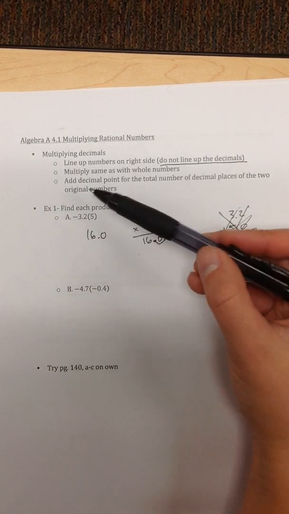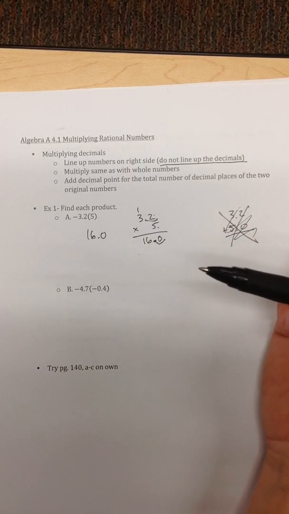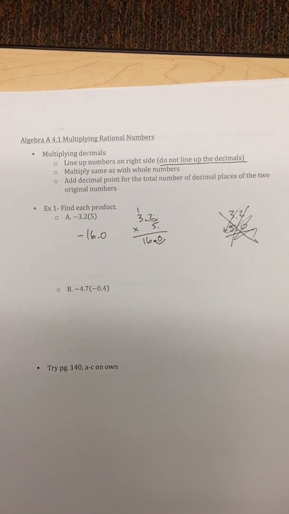And then if we go back to our problem, it was a negative times a positive, so those have different signs. When we multiply two numbers with different signs, it always comes out to be a negative. So negative 16 would be our answer there.